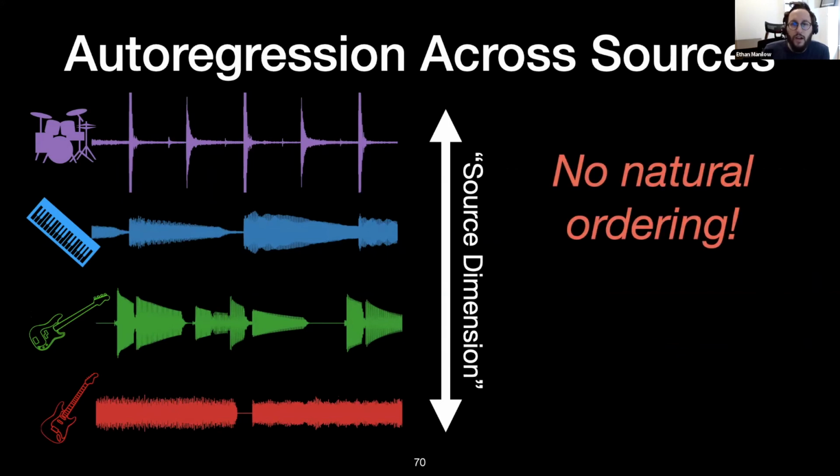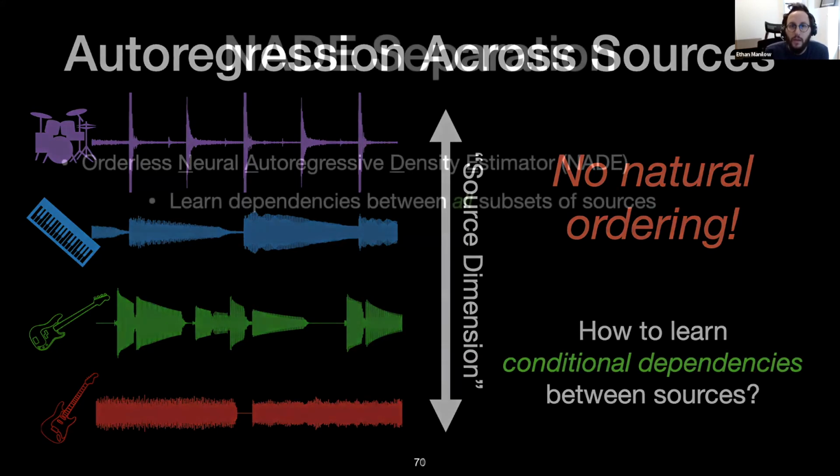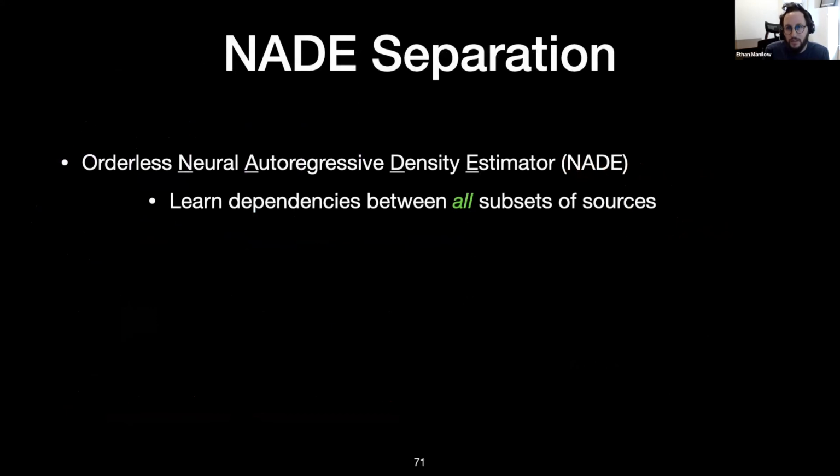Unlike the arrow of time, which flows from the past to the future, there's really no natural ordering of the sources in a mixture. Does the bass come first or does it come last? What about the guitar? Is that first, second, third, fourth, the singer? I don't know. So how do we learn these conditional dependencies between sources with autoregression? And this is what an orderless NADE is designed to do. NADE stands for Neural Autoregressive Density Estimator, and it is designed to learn the dependencies between things where there's no natural order. Thus, a system trained like this can learn these inter-source relationships.